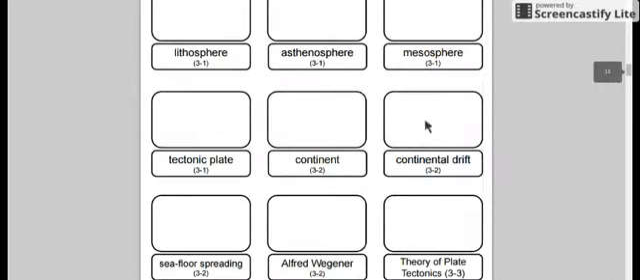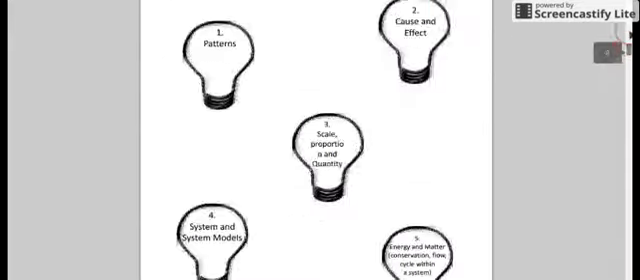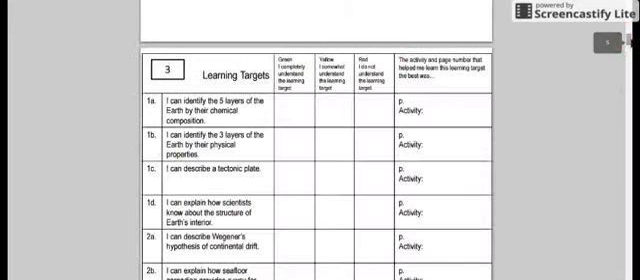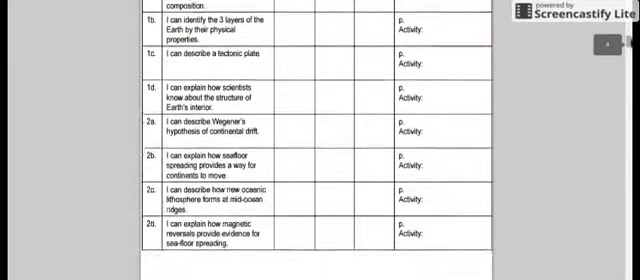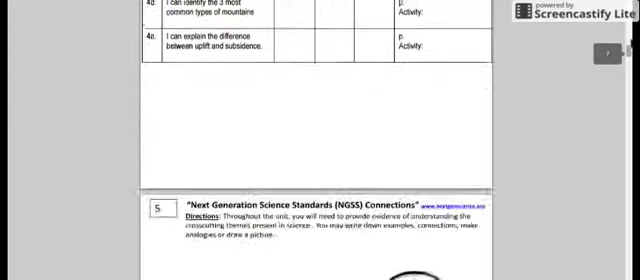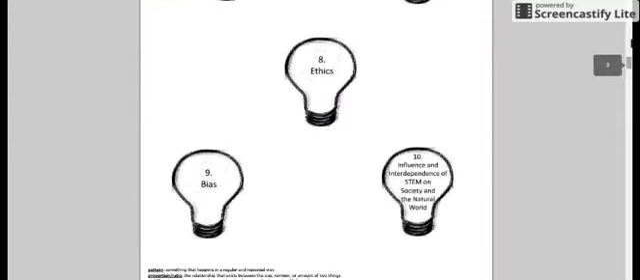And if you take a look at the first section, inside the Earth, if we go back to the learning target page, the learning targets for this section are stated 1A, 1B, 1C, 1D. I can identify the 5 layers of the Earth by their chemical composition. I can identify the 3 layers of the Earth by their physical properties. I can describe a tectonic plate, and I can explain how scientists know about the structure of the Earth's interior. Okay, let's go back to the article.